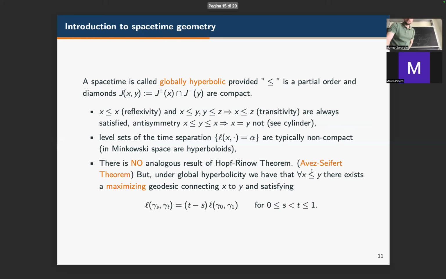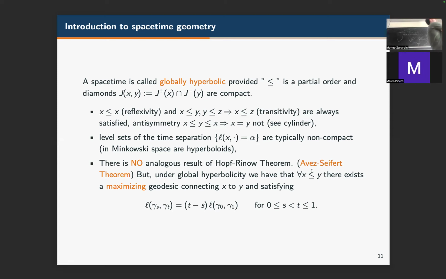But what I'm interested in is somehow to give some topological condition on the manifold and on the metric to get some sort of continuity for the time separation. This is global hyperbolicity, and it is the strongest possible assumption you can put in the causal ladder of implication of topological assumptions on spacetimes. And you require two things. The first one is that the causal order is a partial order.